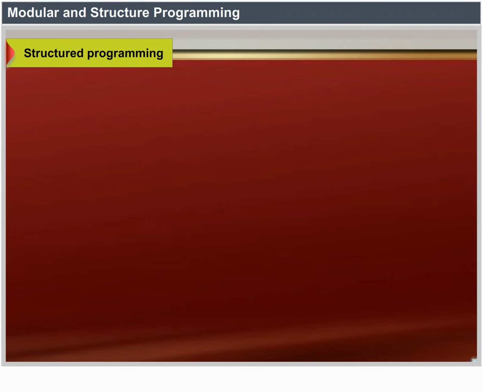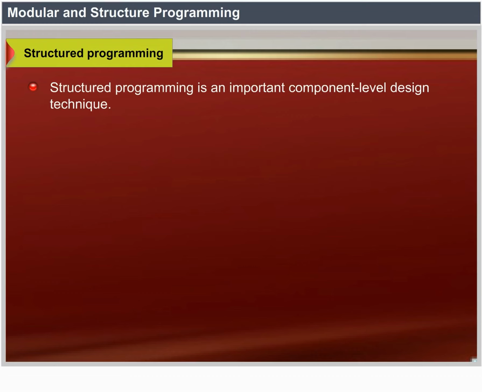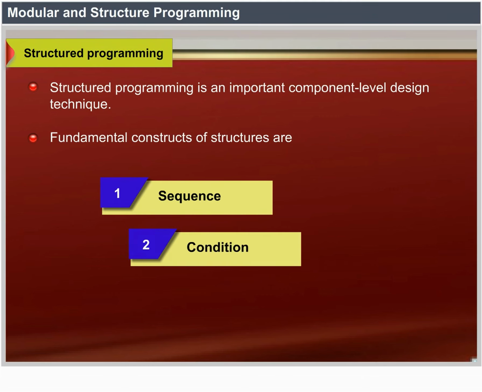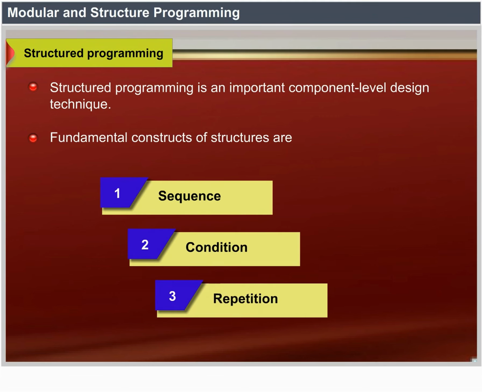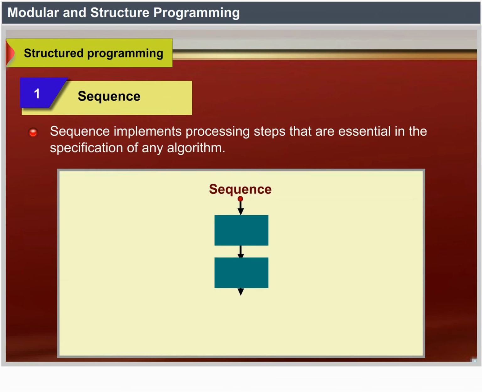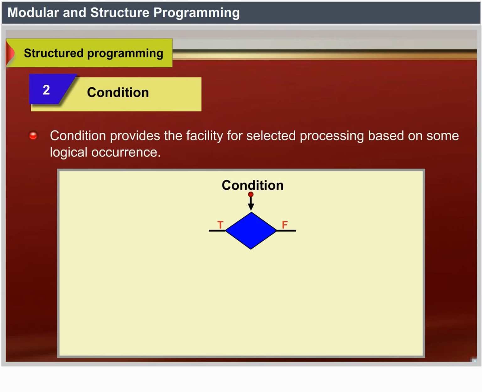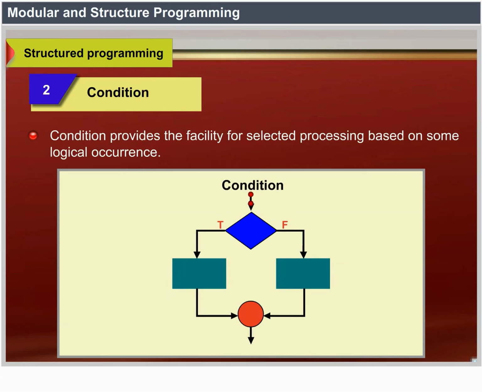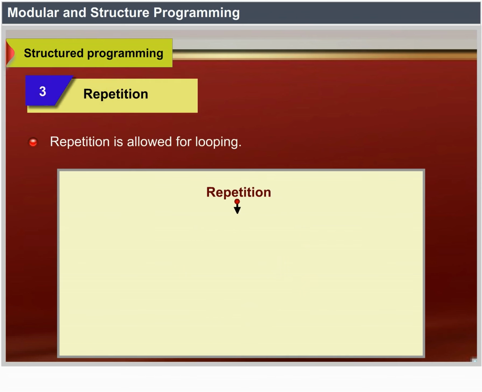Structured programming. Structured programming is an important component-level design technique. Fundamental constructs of structured programming are sequence, condition, and repetition. Sequence implements processing steps that are essential in the specification of any algorithm. Condition provides the facility for selected processing based on some logical occurrence. Repetition allows for looping.